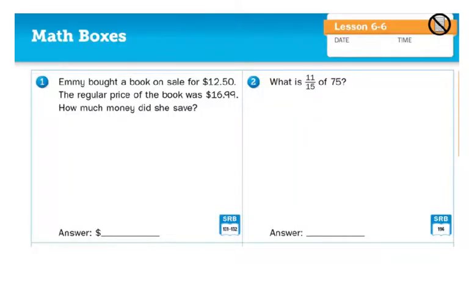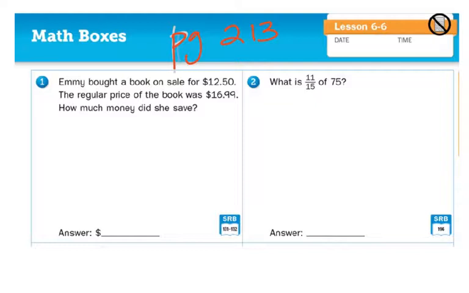All right, let's move to the next set of math boxes on page 213. Page 213. Make sure you're doing this with me, as you will be taking a picture and uploading it. Number 1, Emmy bought a book on sale for $12.50. The regular price of the book was $16.99. How much money did she save?